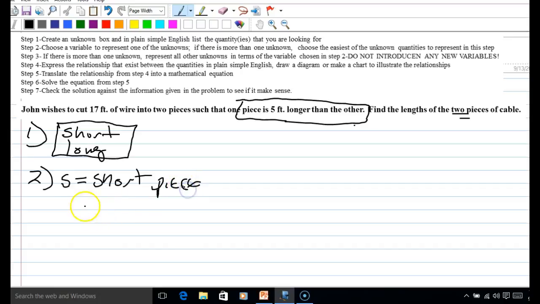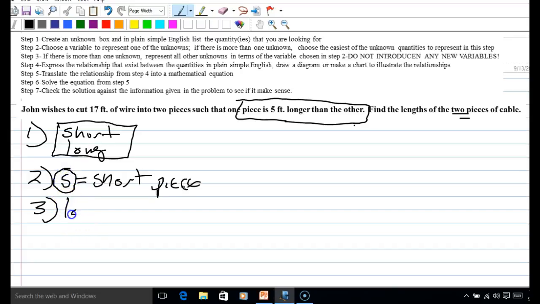I generally choose the first letter of whatever the word is that represents my unknown. So S here stands for short. So step 2, choose a variable to represent one of the unknowns. In general, choose the easiest of the unknowns to represent. Step 3, if there is more than one unknown, and here there is more than one unknown, represent any other unknown in terms of the variable that you chose in step 2.